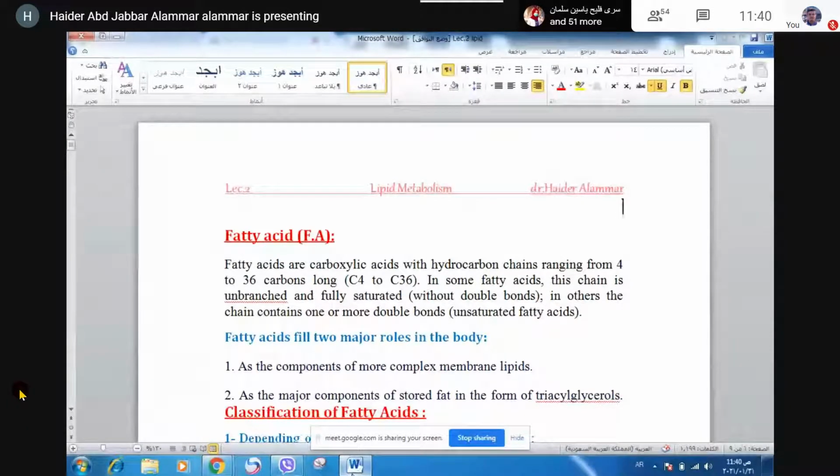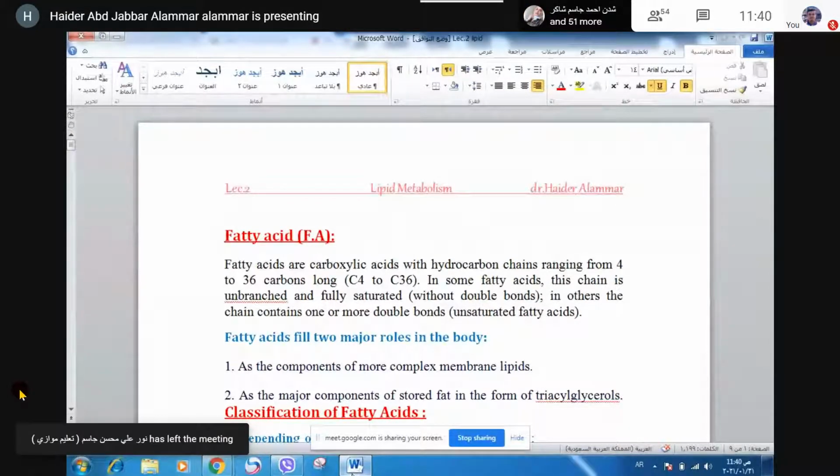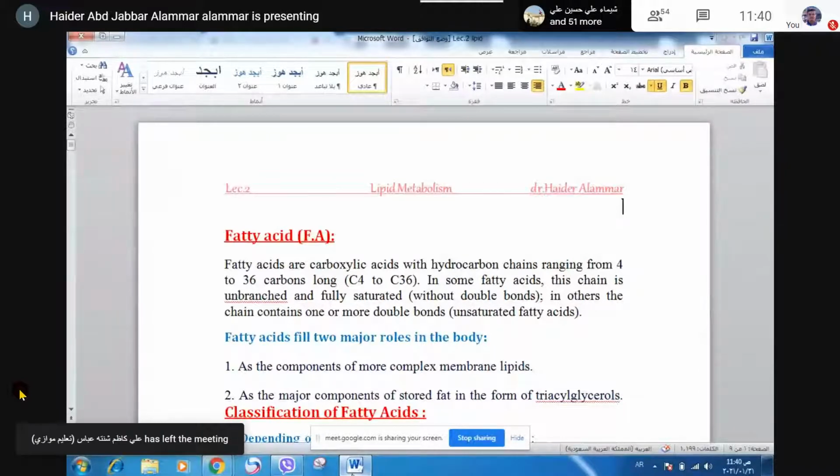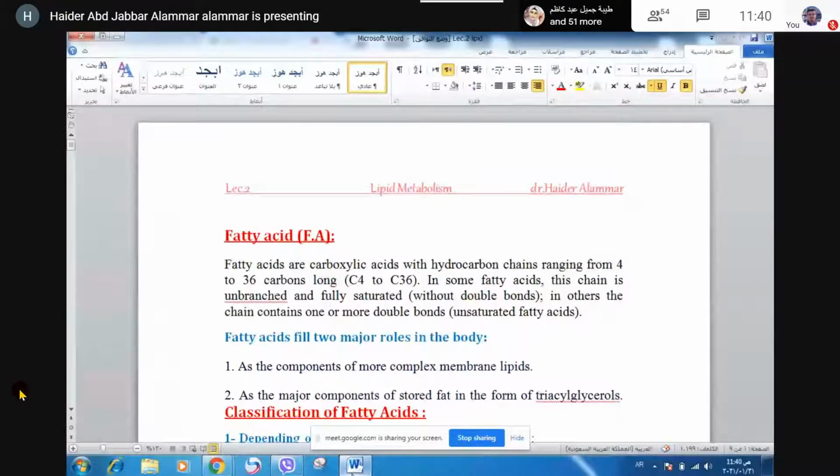In basic terms, fatty acid is defined as a carboxylic acid with hydrocarbon chains ranging from 4 to 36 carbons. In some fatty acids, this chain might be unbranched and fully saturated, which means there is no double bond. This is called saturated. When there is one or more double bonds, it is called unsaturated fatty acid. As easy as that.